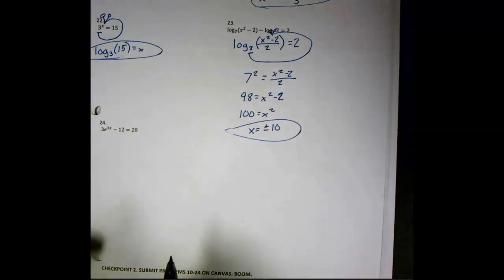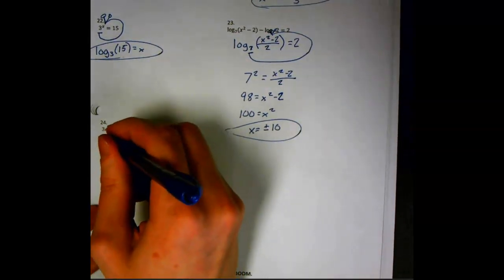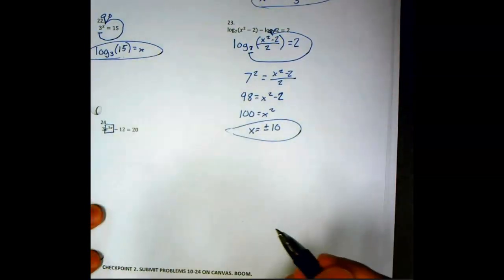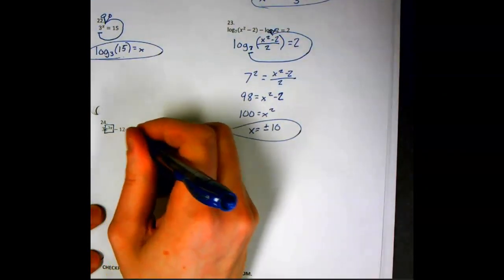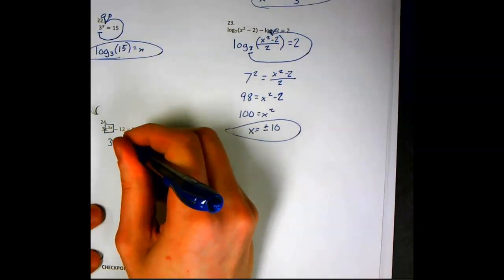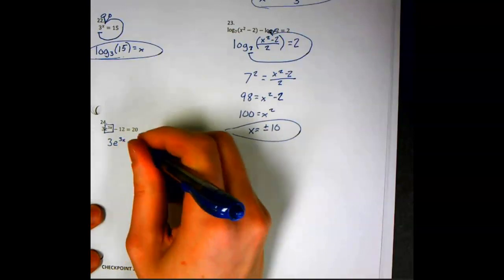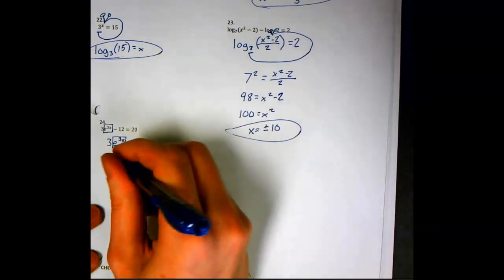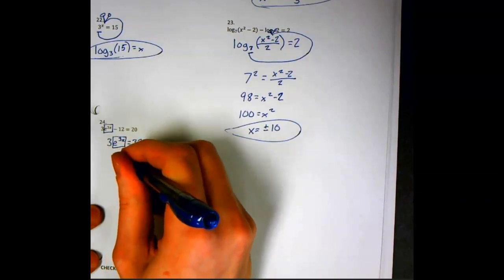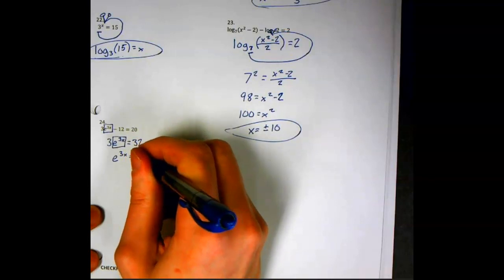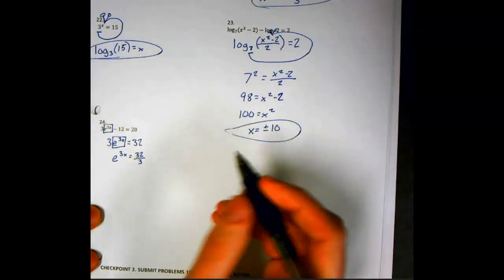And for number 24, first we want to get that e by itself. So if you remember, we draw a little box around it. We'll add the 12 over, and we'll have 3e to the 3x equals 32. Again, keep that box right there, so we'll divide by 3. Leave that as a fraction.